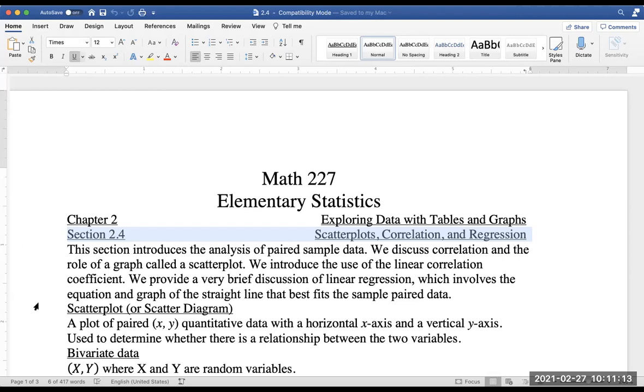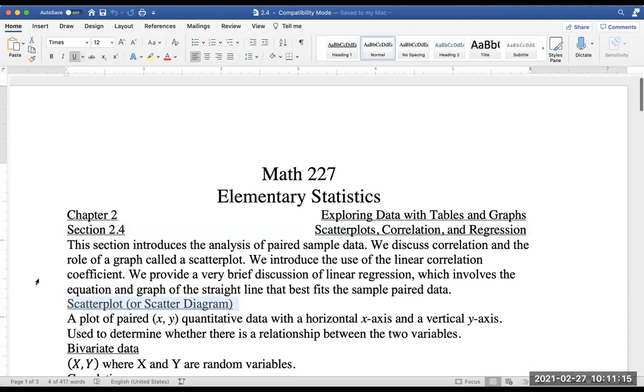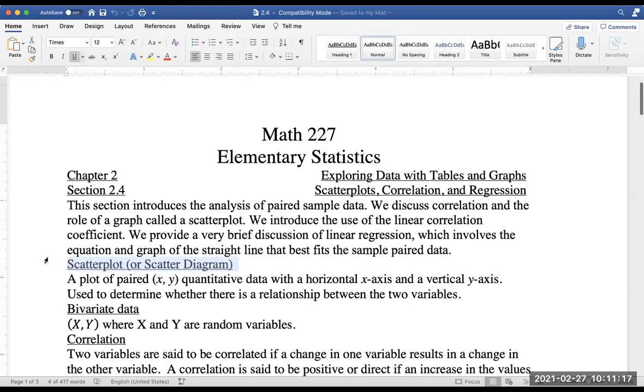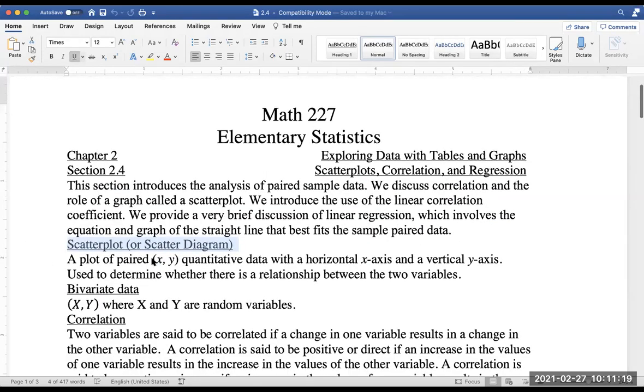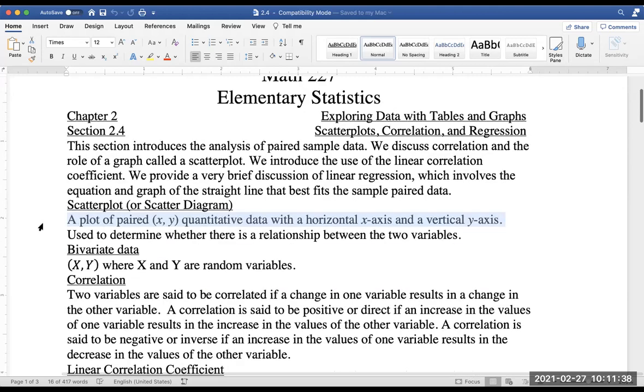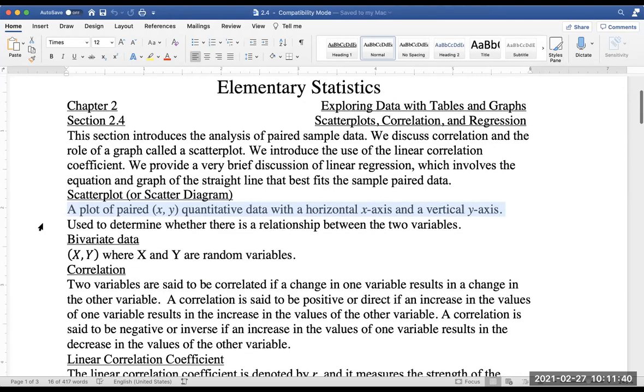So, a scatter plot. A scatter plot is a plot of the ordered pair, x, y, where x is some random variable and y is some random variable. And these are random variables of quantitative data. This will be used to determine whether there's a relationship between the data.